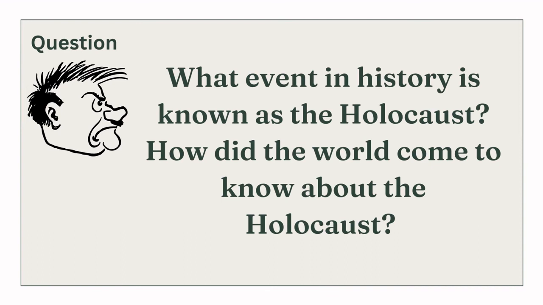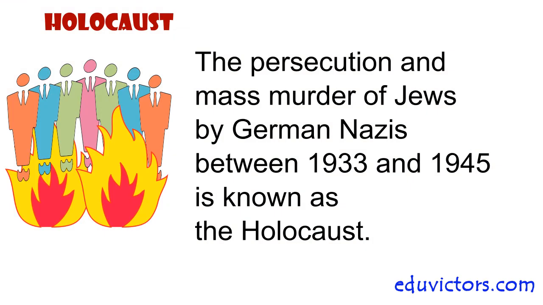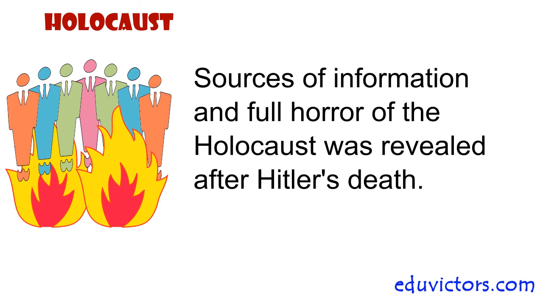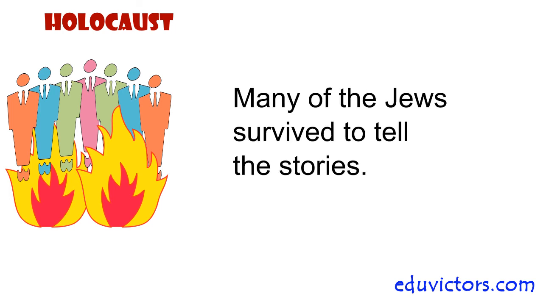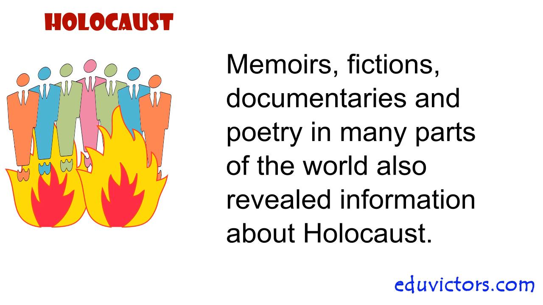What event in history is known as the Holocaust? How did the world come to know about the Holocaust? The persecution and mass murder of Jews by German Nazis between 1933 and 1945 is known as the Holocaust. The full horror of the Holocaust was revealed after Hitler's death, from diaries and notebooks left behind by many ghetto inhabitants. Many of the Jews survived to tell their stories. Memoirs, fiction, documentaries, and poetry in many parts of the world also revealed information about the Holocaust.